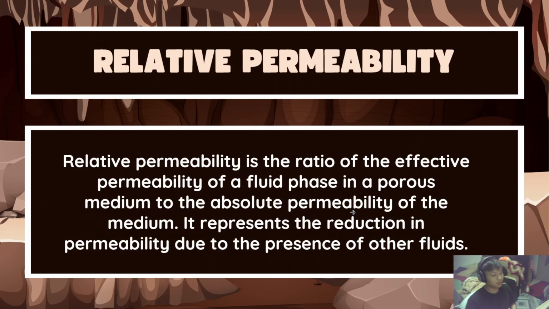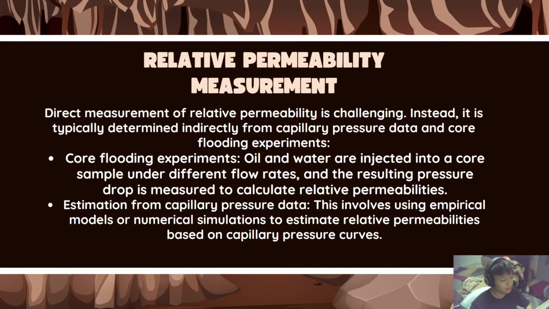So I'm going to talk about relative permeability. Relative permeability is the ratio of the effective permeability of a fluid phase in a porous medium to the absolute permeability of the medium. It represents the reduction in permeability due to the presence of other fluids. Relative permeability can be measured by direct measurement, but it is very challenging. Instead, it is typically determined indirectly from capillary pressure data and core flooding experiments.